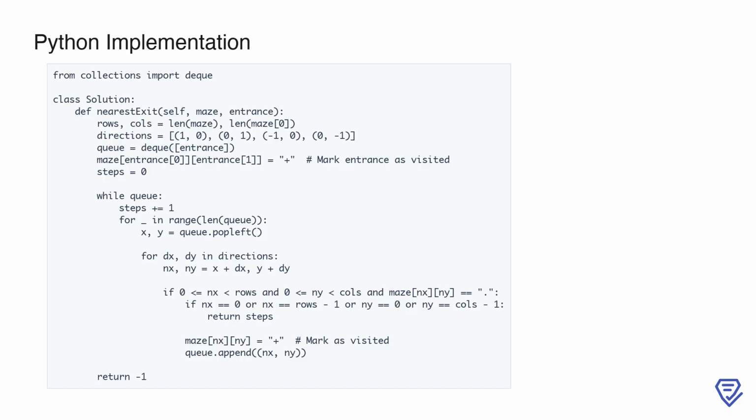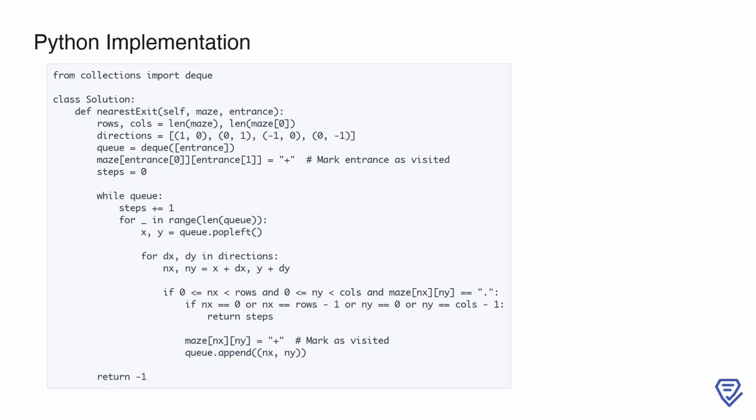The BFS proceeds level by level, where each level corresponds to one step from the entrance. The steps variable tracks the distance from the entrance to the current BFS depth. For each cell in the current level, all possible moves are checked using the predefined directions. If a neighboring cell is valid, within bounds, an open path, and not visited, the algorithm determines whether it is an exit. An exit is any boundary cell except the entrance. If an exit is found, the function immediately returns the number of steps.